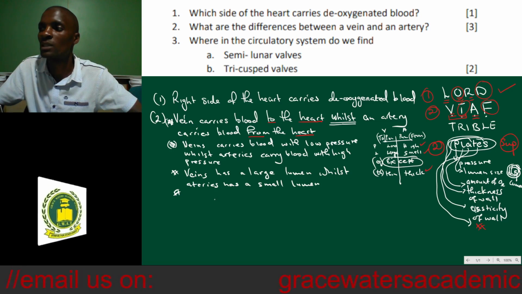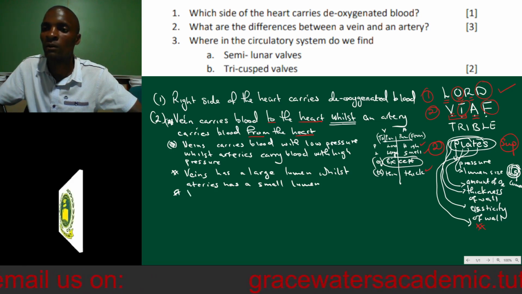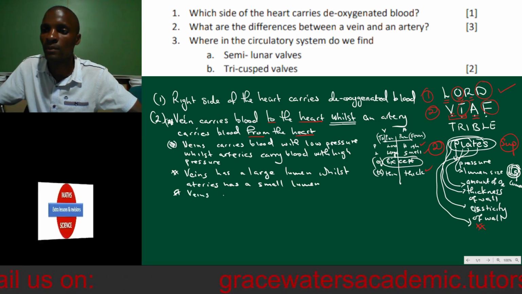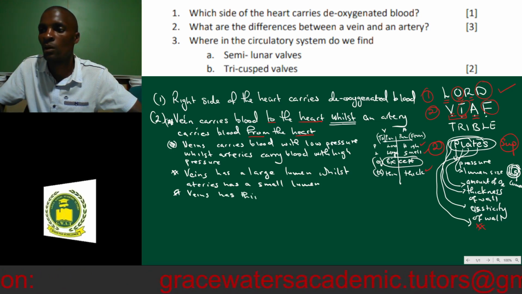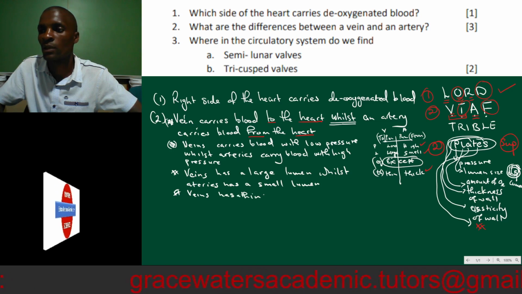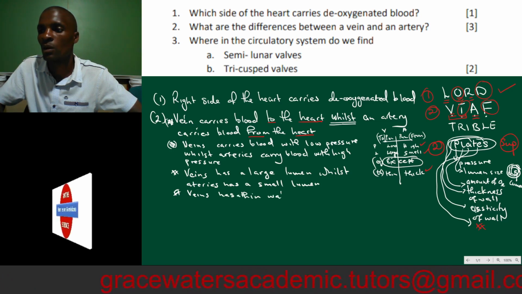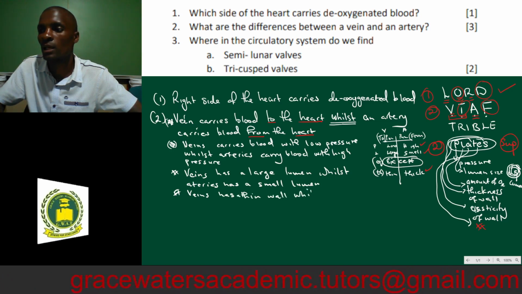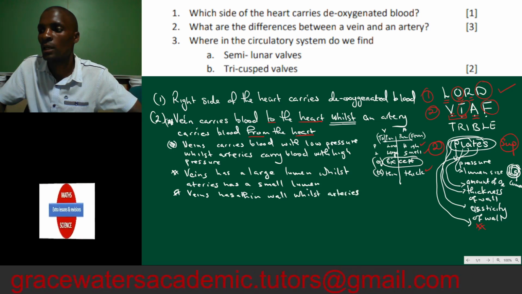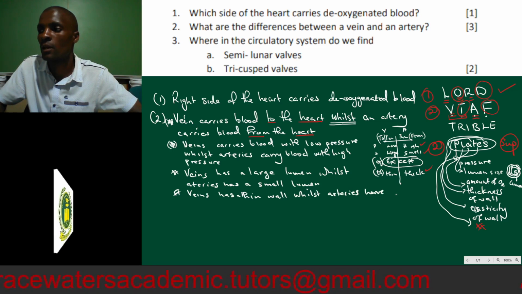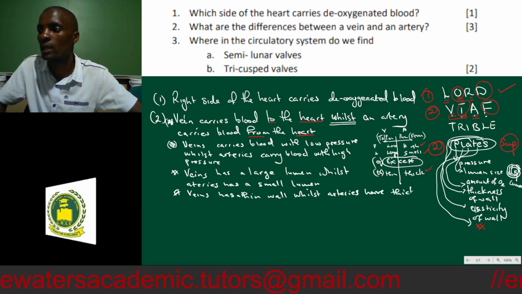Let me just put this thickness thing. All right, so veins have a thin wall, whilst arteries have a thick wall. All right, okay.